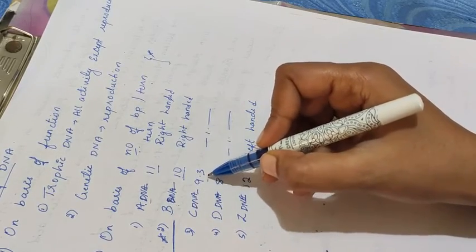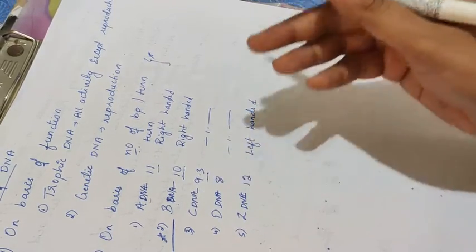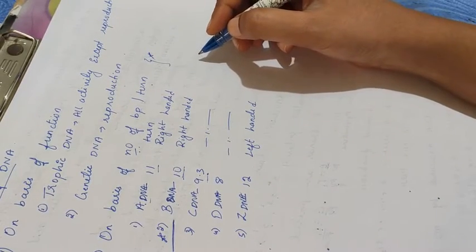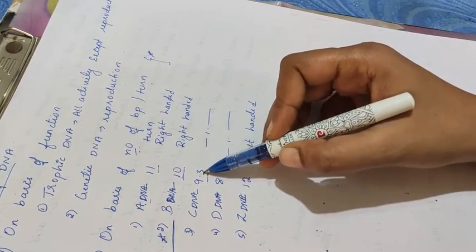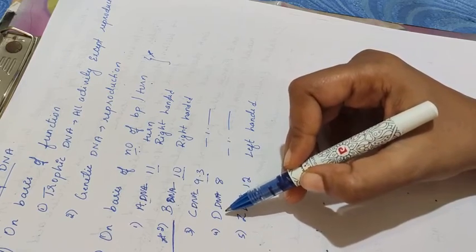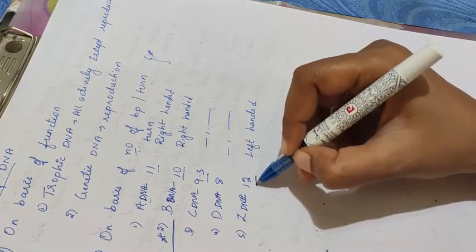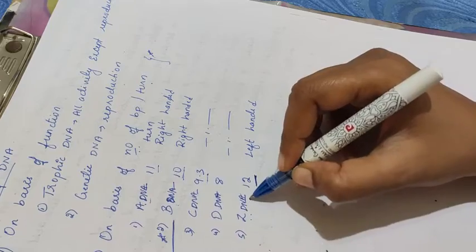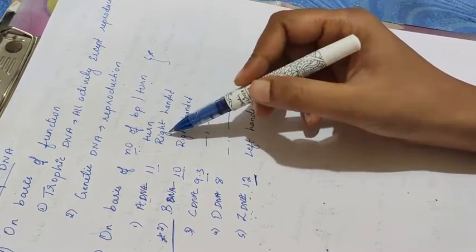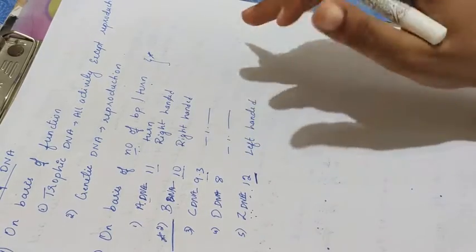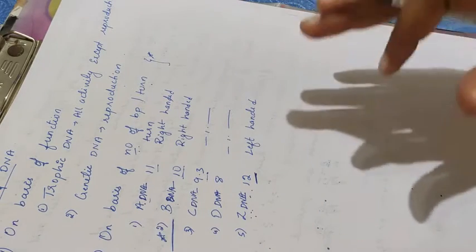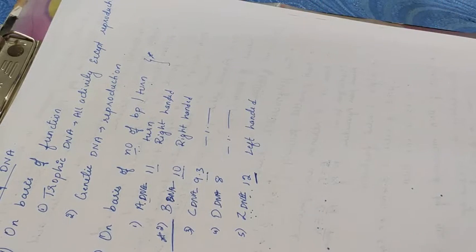Again, C DNA is 9.3. 9.3 meaning what? Between 9 and 10. If in one turn the number of base pairs is between 9 and 10, it is called C DNA. If it is 8, it is D DNA. If it is 12, the maximum, that is Z DNA. And all of them except Z DNA are right-handed. They are coiled right-handed, but left-handed coiling is seen in case of Z DNA.